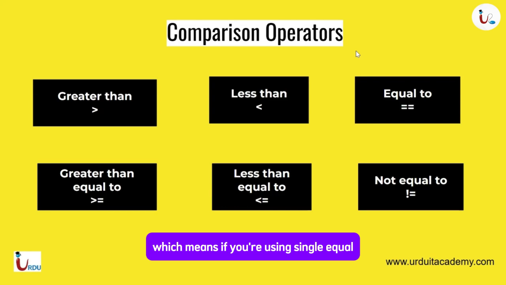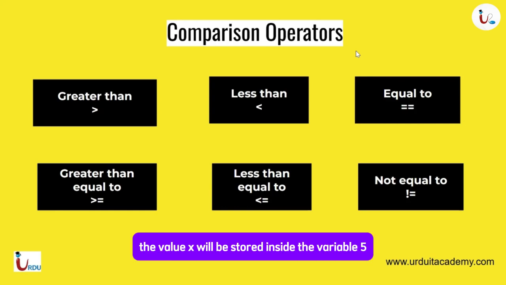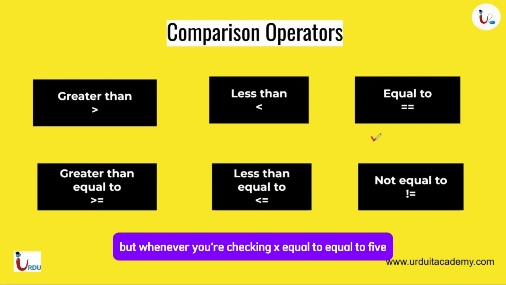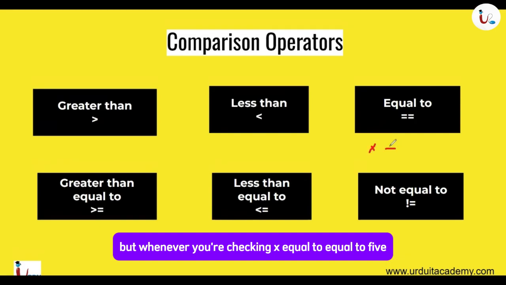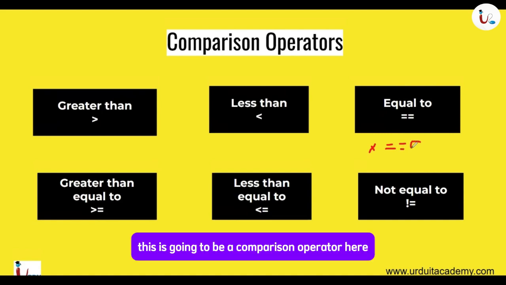If you use single equal to, for example writing x equal to 5, the value 5 will be stored inside the variable x. But whenever you are checking x double equal to 5, this is a comparison operator. Here the computer will check whether the variable x and the value 5 are the same or not. Now the next one is greater than or equal to.